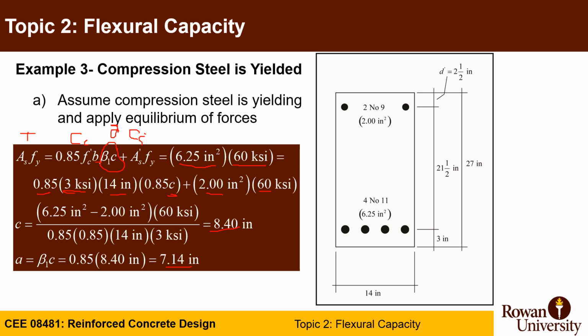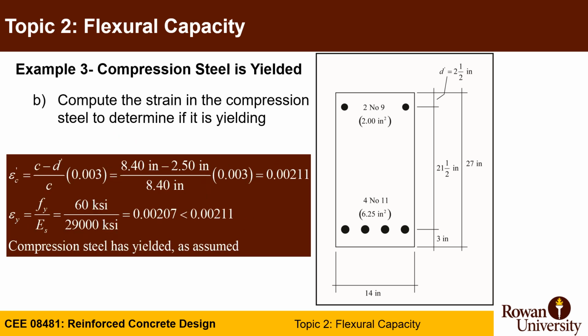Let's check our assumption for fs'. Epsilon s' equals (c minus d') divided by c times 0.003. You know c is calculated as 8.4, and d' is given as 2.5, times 0.003. It gives you 0.00211, which is thankfully more than the yielding strain of the steel, which is 0.00207. So the compression steel is yielded. Now you have the values for C1, C2. You know C1, Cc, is 0.85.